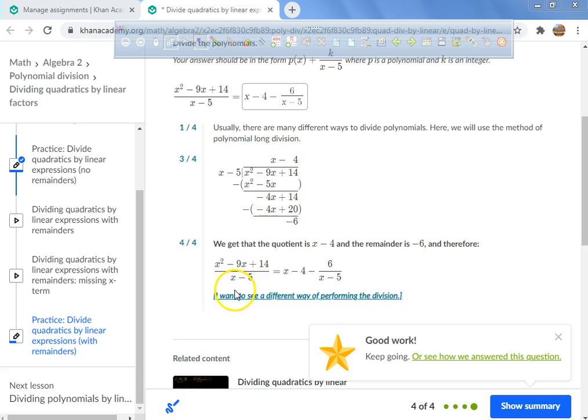We're testing a linear factor. Okay? And that's it. You guys go ahead, start working hard, get these done. It's awesome. Have a good day.